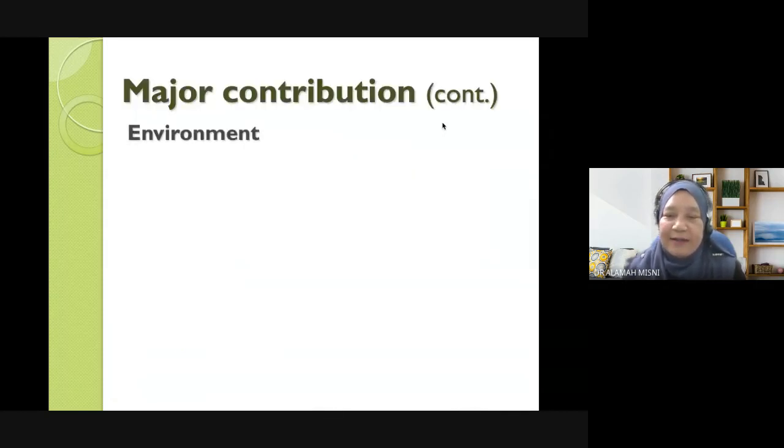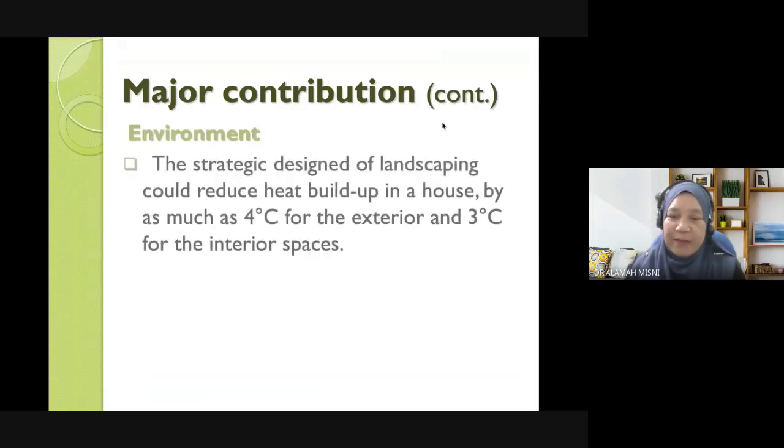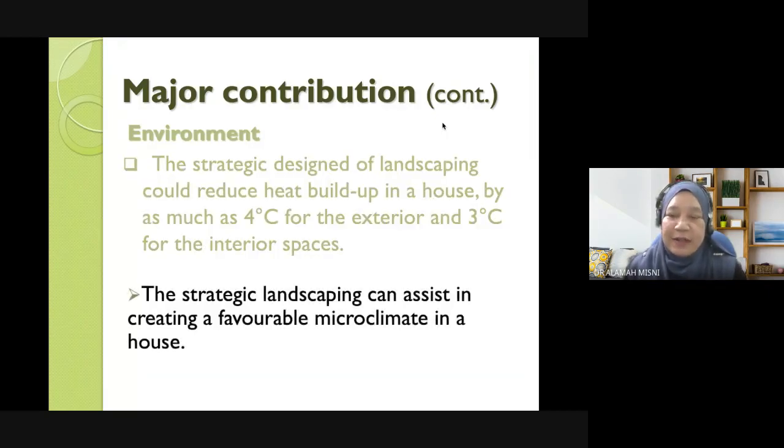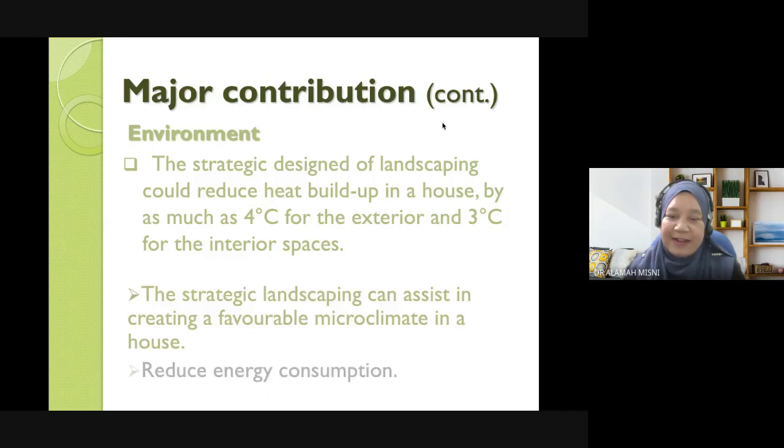Next, my contribution is on environment. The strategic design of landscaping could reduce heat buildup in a house by as much as 4 degrees Celsius for the exterior space and 3 degrees Celsius for the interior spaces. Strategic landscaping can assist in creating a favorable microclimate in the house and reduce energy consumption as a whole. Okay, next.